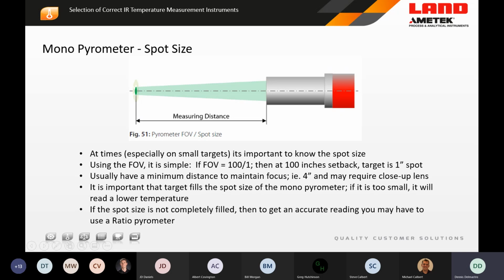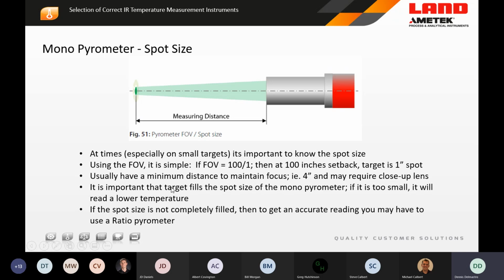Now, you usually have a minimum distance to maintain focus. Sometimes we get these applications where they want to measure, let's say, 1/8 of an inch wire. So we have to use a close-up lens. You have to focus in maybe 4 inches back. So you can do that. You can look at very small objects.